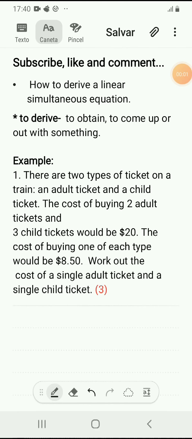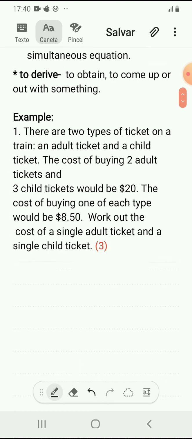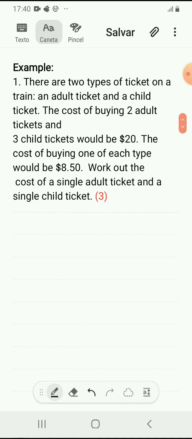Following example, how to derive a linear simultaneous equation. To derive is to obtain, to come up with something. So look at the following example. There are two types of ticket on a train, an adult ticket and a child ticket. The cost of buying 2 adult tickets and 3 child tickets would be $20. The cost of buying one of each type would be $8.50. Work out the cost of a single adult ticket and a single child ticket.